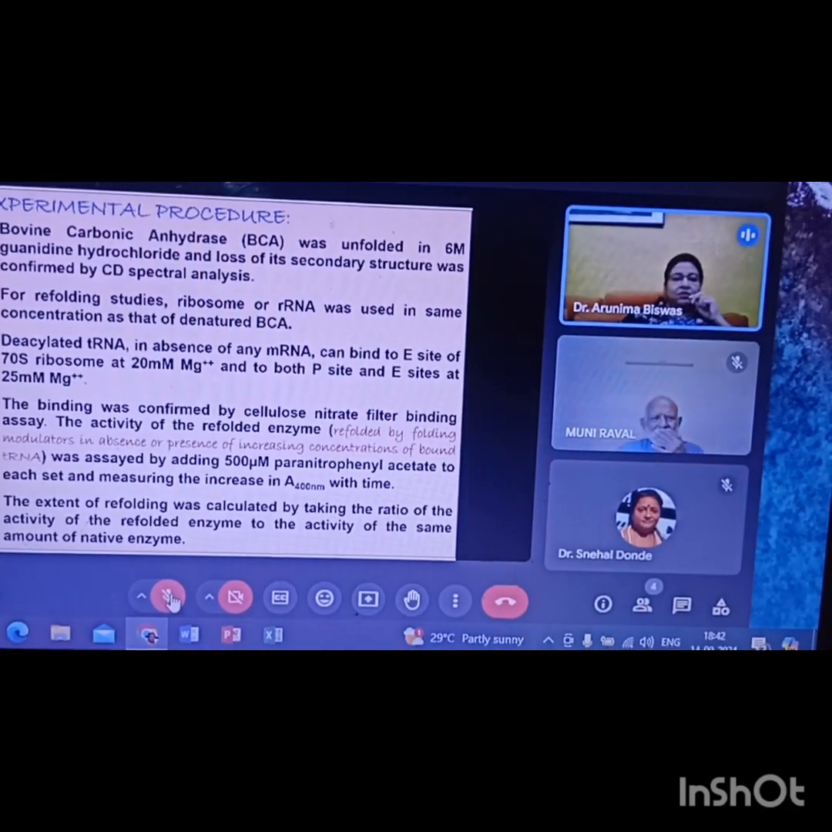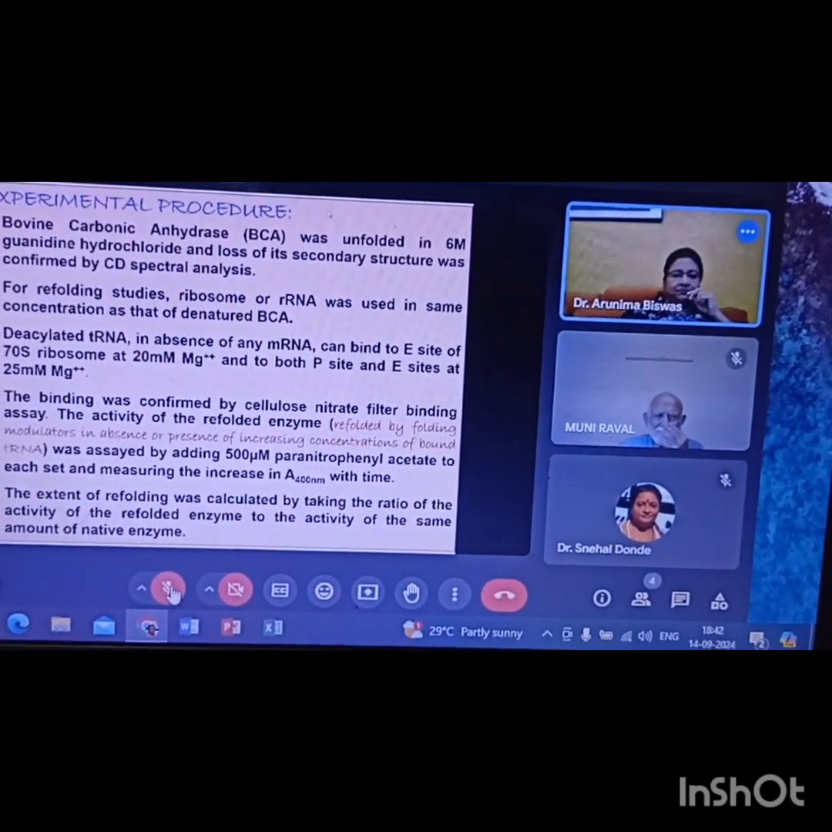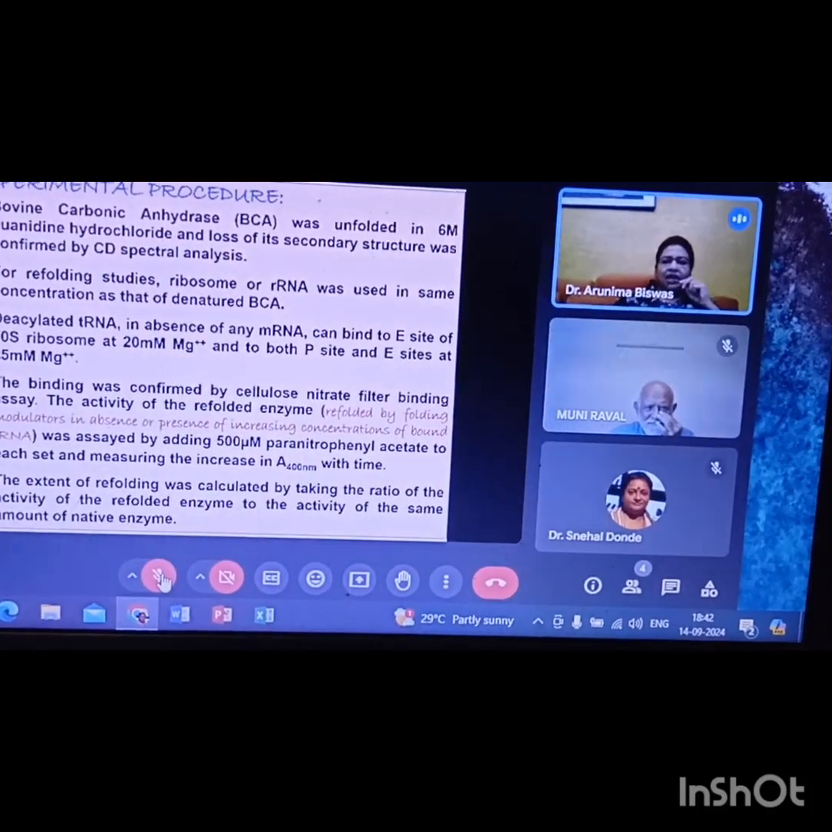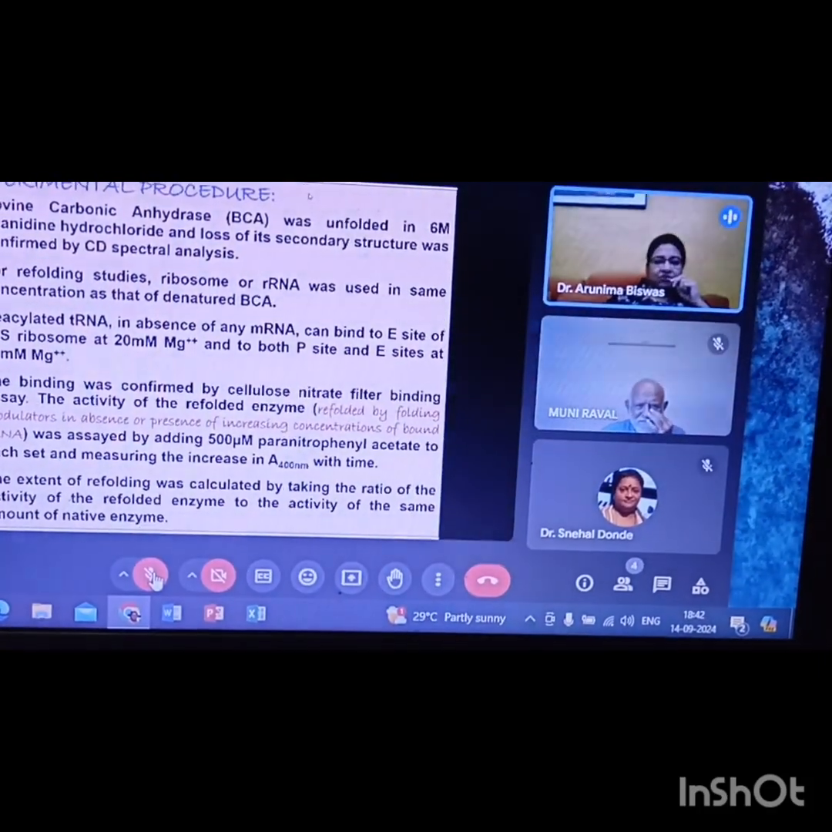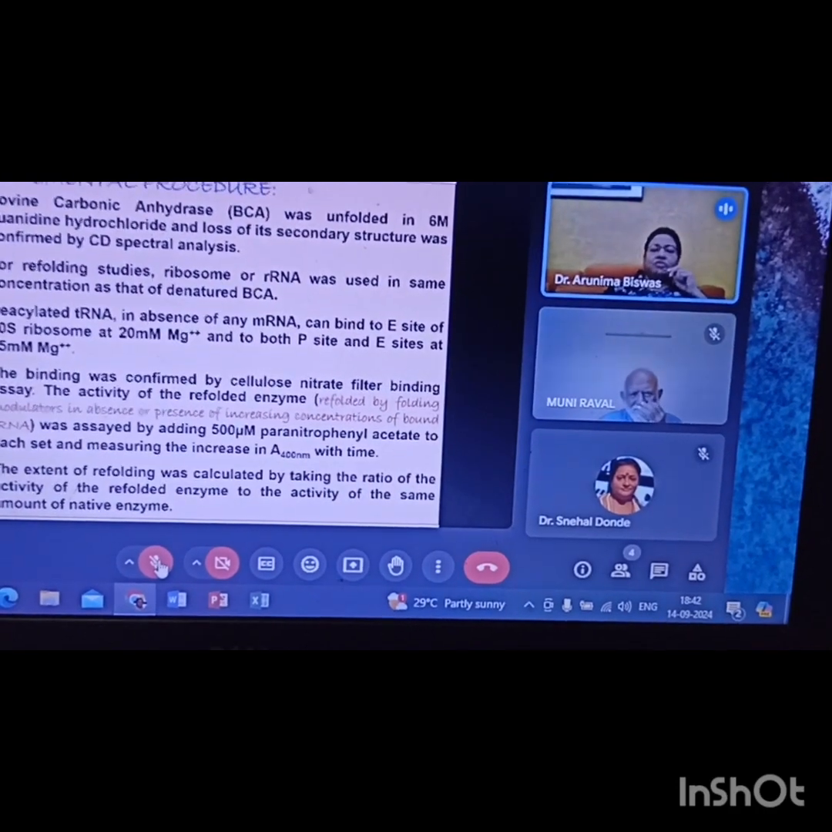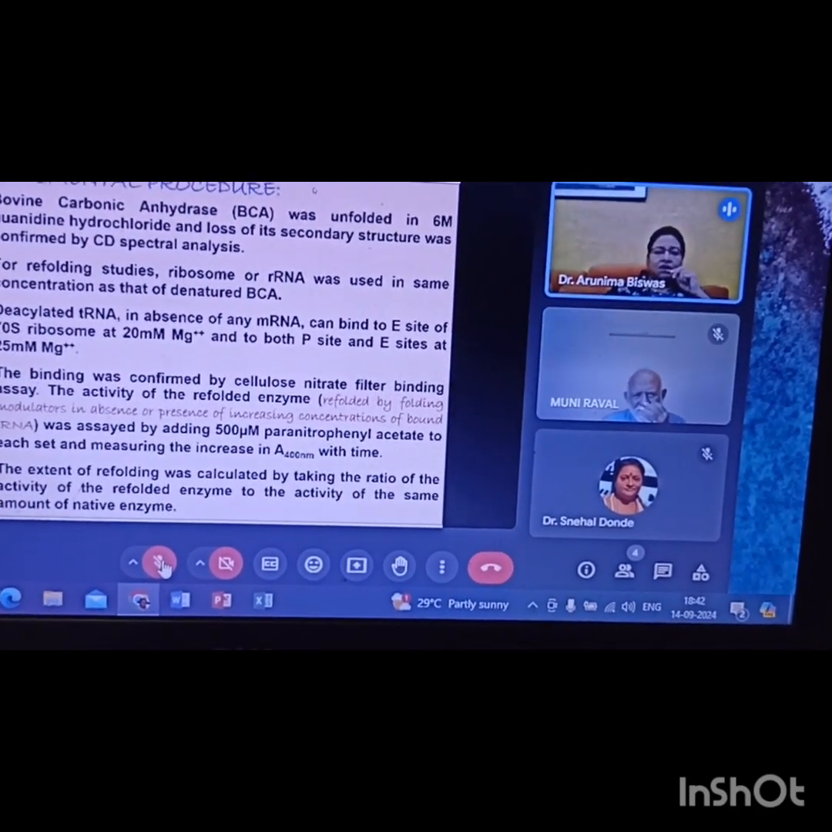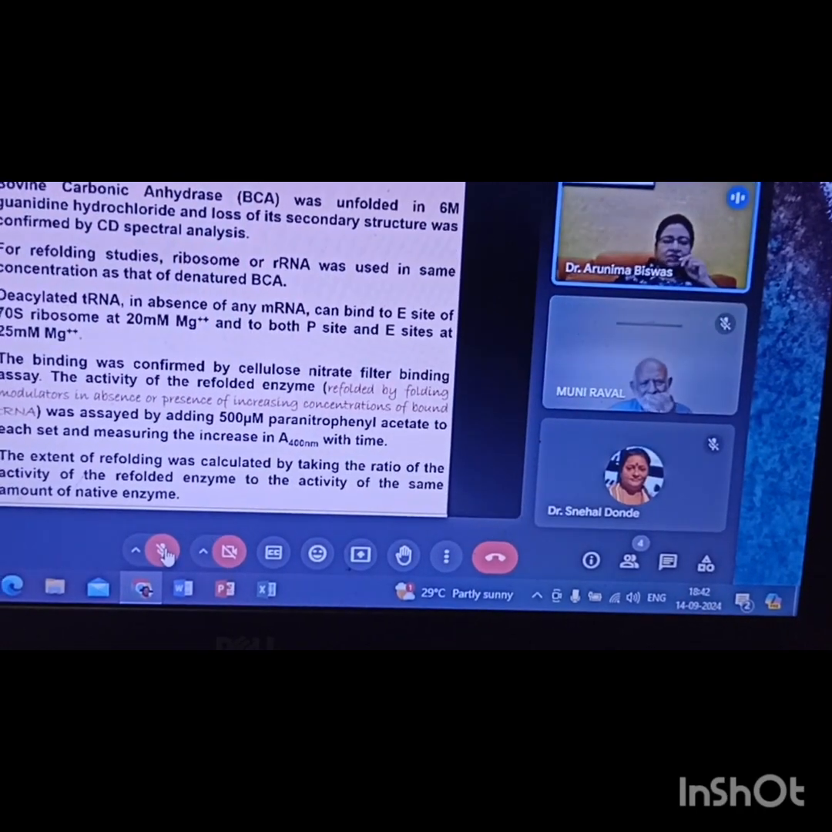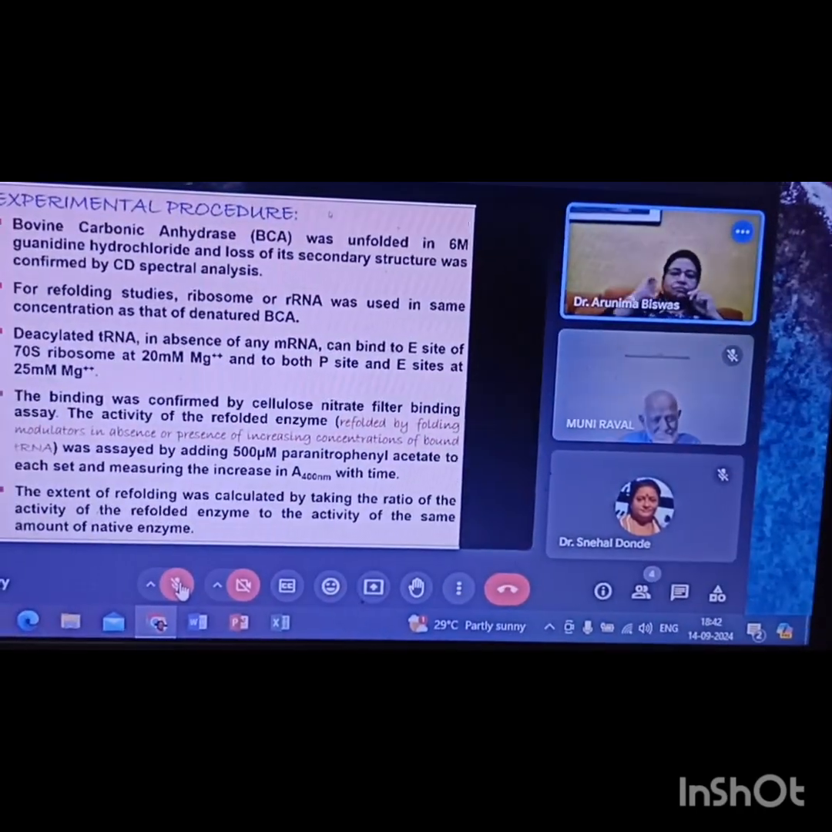So this was our experimental procedure. We took BCA and unfolded it in 6 molar guanidine hydrochloride and confirmed that the secondary structure is lost by CD spectral analysis. And then we tried to refold it using ribosome or its rRNA, using mostly the same concentration as that of denatured BCA.